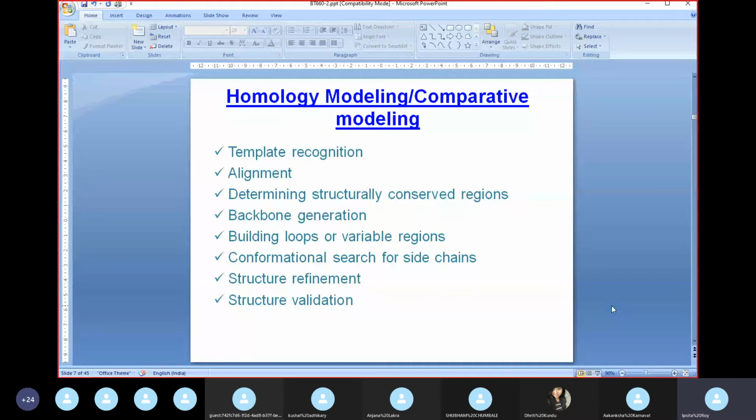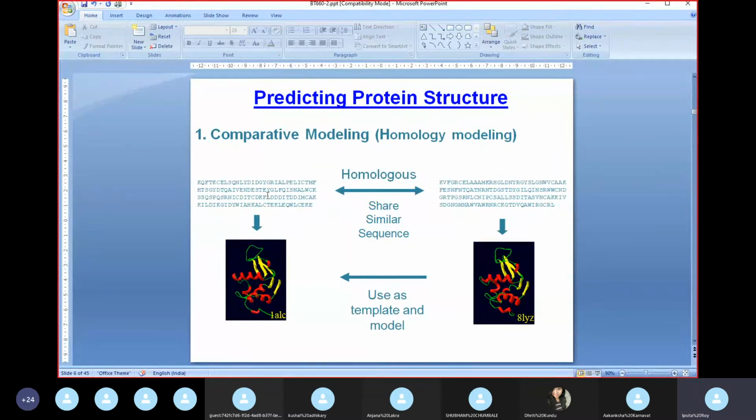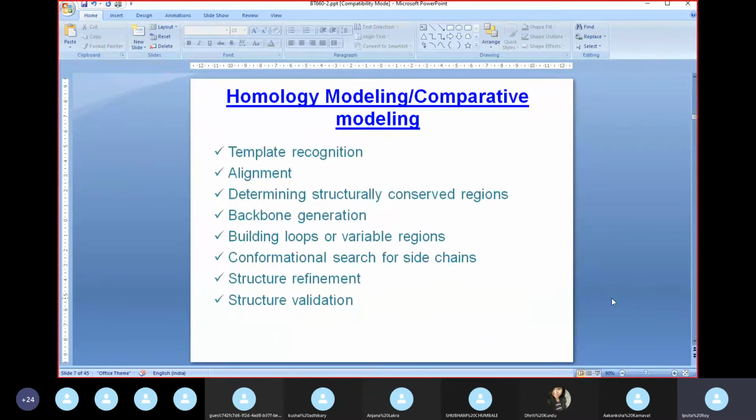So the steps would then be recognizing a template. That is the most important thing. If you do not have the right template, then what you have is the wrong template. And then on this wrong template, you will go on fitting your sequence, when it has nothing to do with it, there is no similarity between these sequences. So choosing the right kind of template is very important.